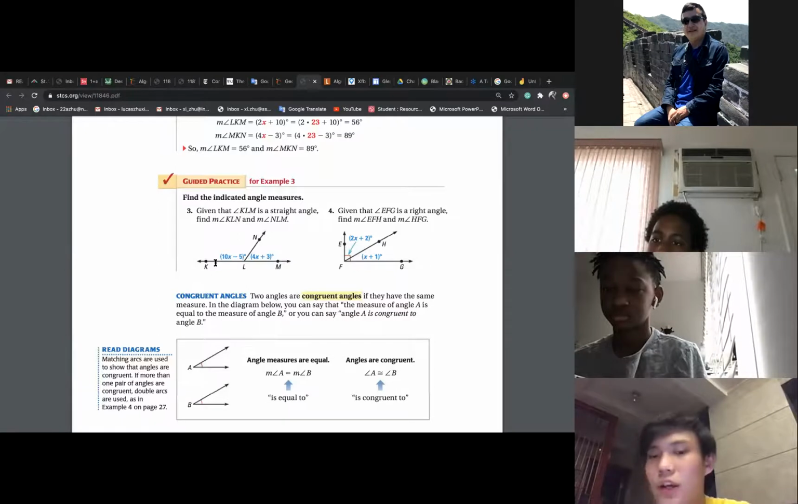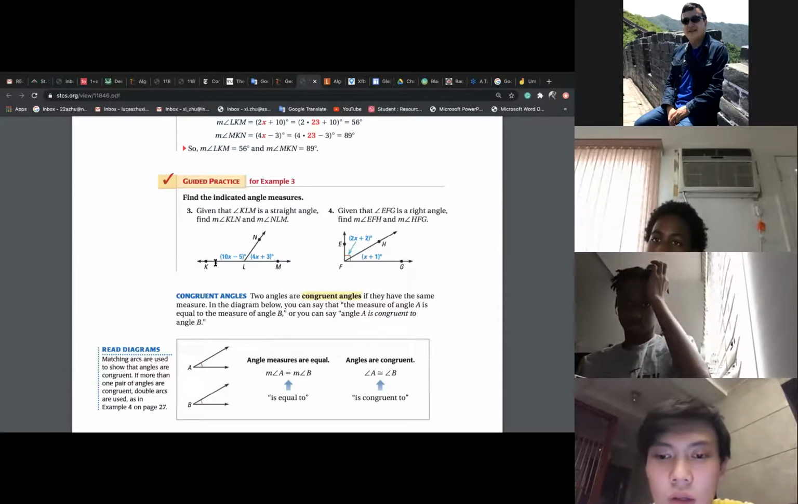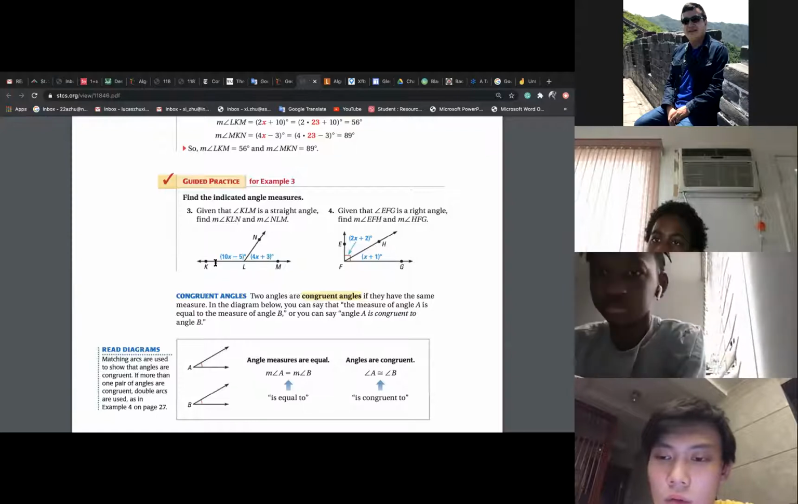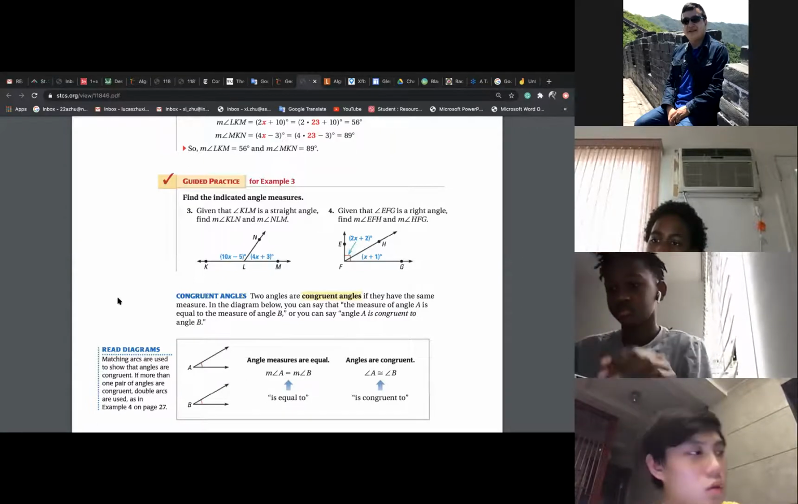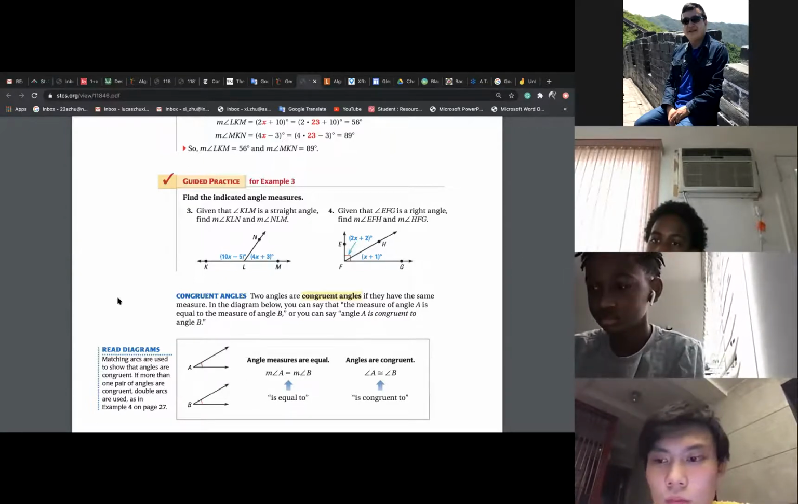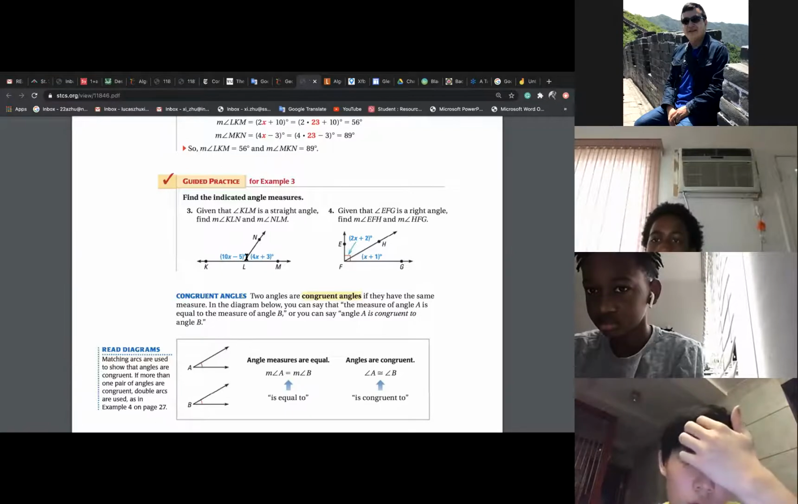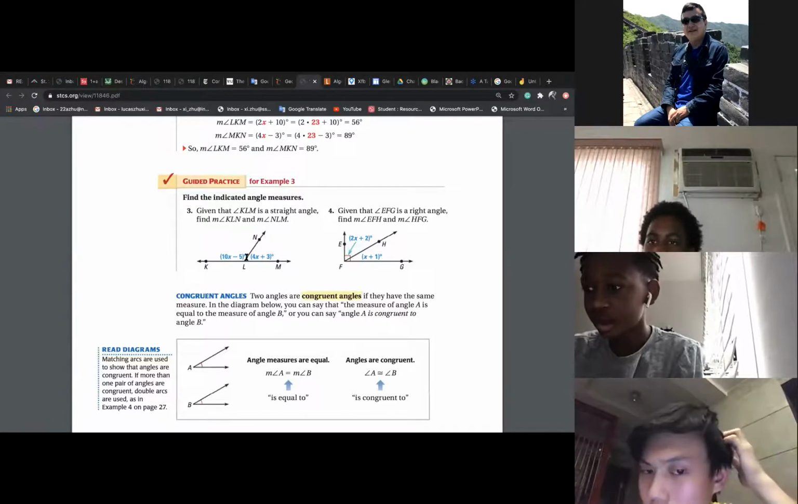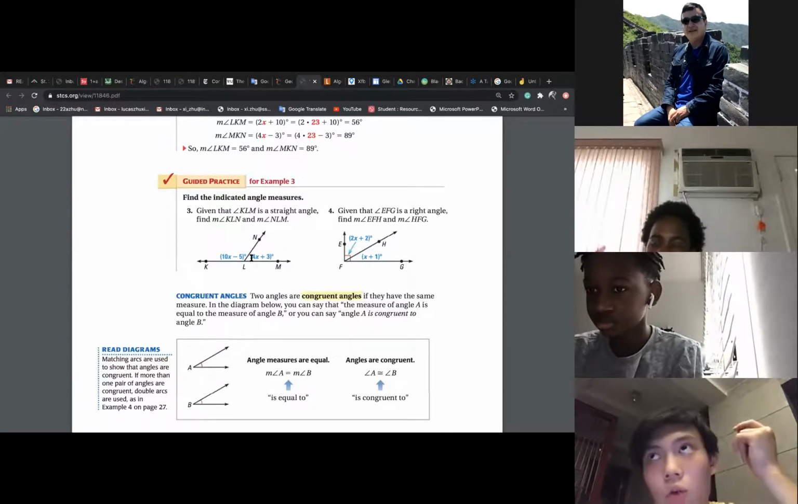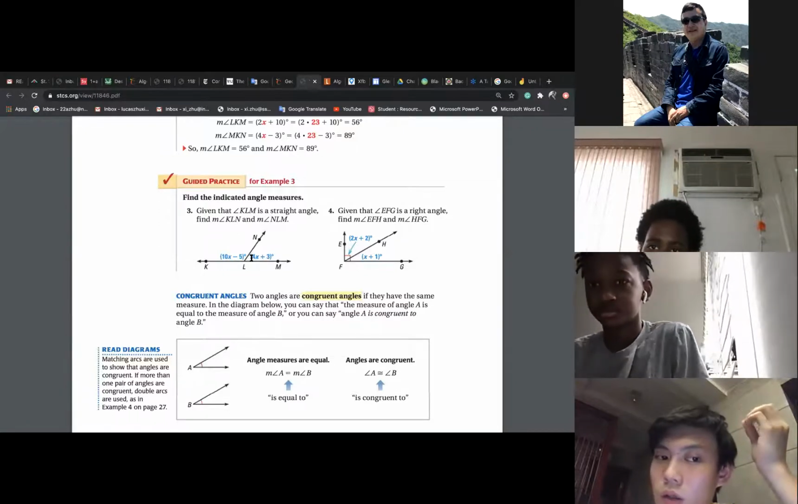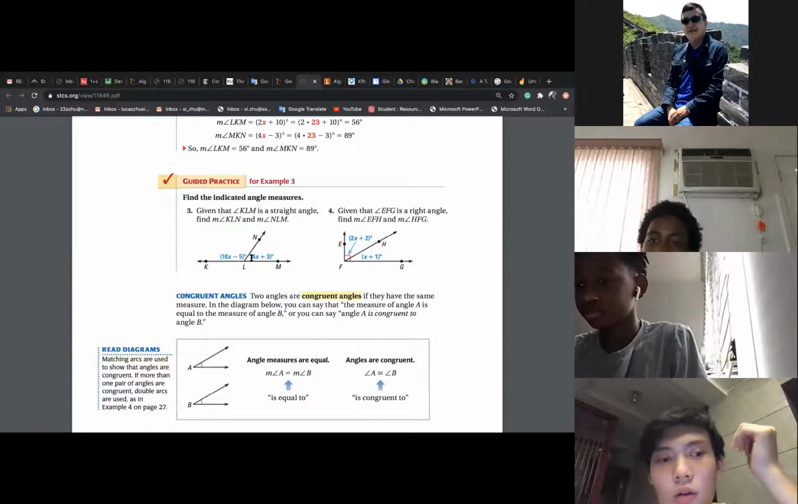It's like setting up equations, putting everything you know together, setting them equal, right? Do you have any idea of how to set up the equation? 10x minus 5 is greater than 4x plus 3. That's an inequality, right? Oh, yeah. So you can't really solve that, right?